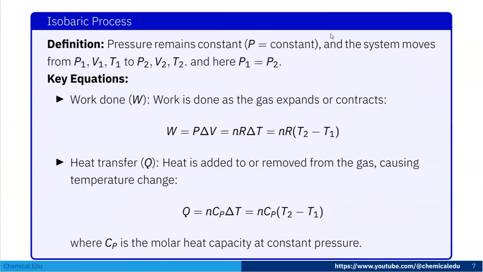Now here if I change from one state to another state, what will be the work done, Q and internal energy change? Pressure remains constant, so P is a constant. The system moves from P1 V1 T1 to P2 V2 T2. So now here P1 is equal to P2. That's why it is called isobaric process. Work done W, work is done as the gas expands or contracts. So W is equal to PdV, that is nRΔT. So that is nR(T2 minus T1).